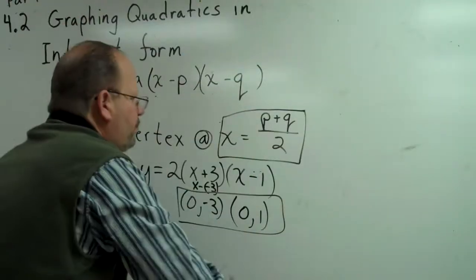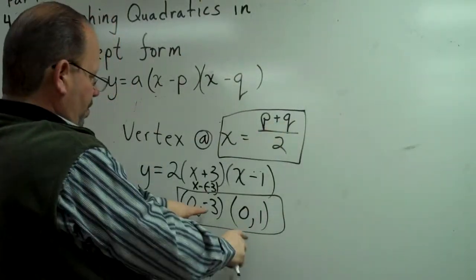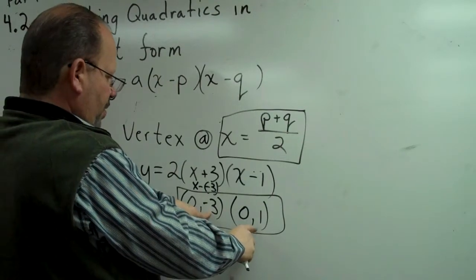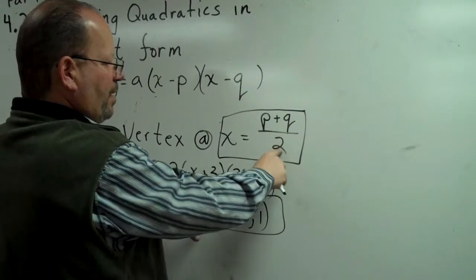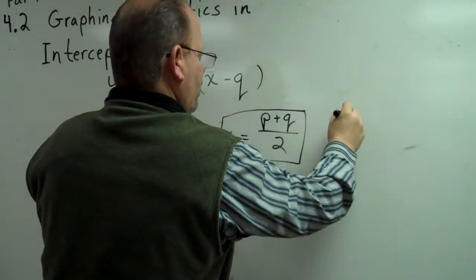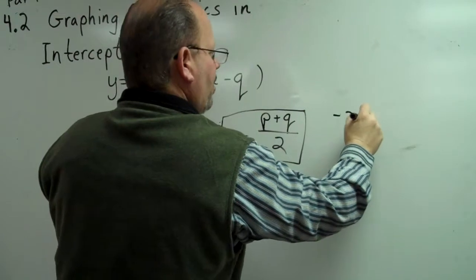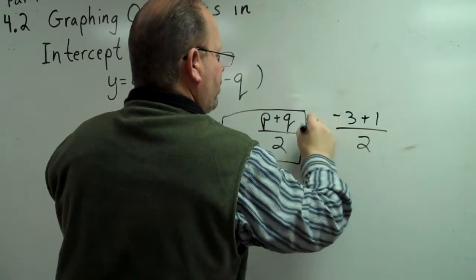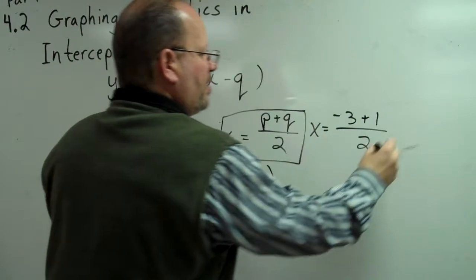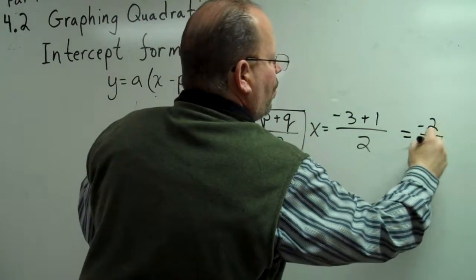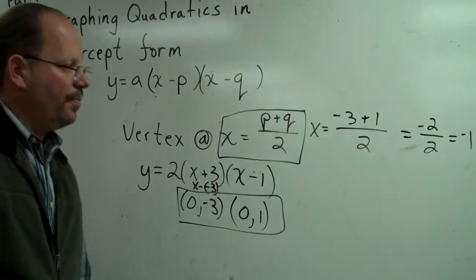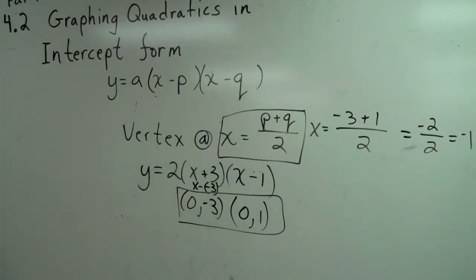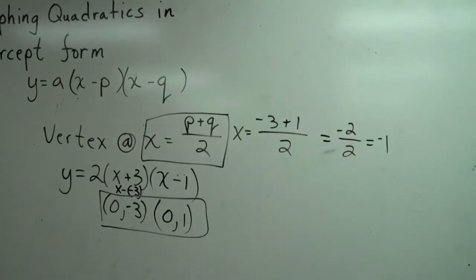Let's see. P plus q. Negative 3 plus 1. That would be negative 2. Divided by 2, let's do it. Negative 3 plus 1 divided by 2. This is the x part of our vertex. Negative 2 over 2, or negative 1, just like we can see. Are you able to see that part? Yes, you are. Just about. Okay.